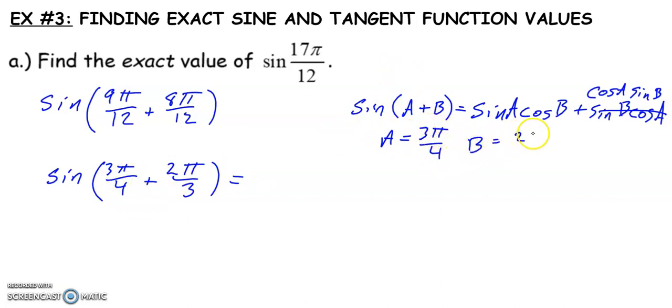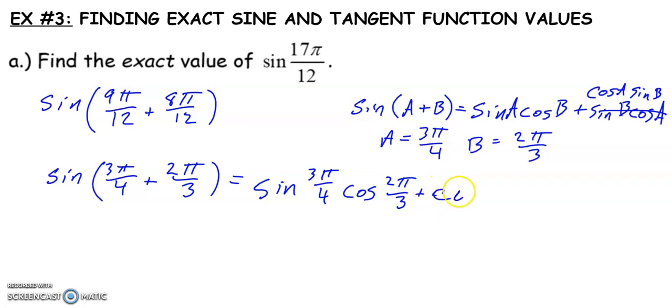So looking at this, we know A has a value of 3 pi over 4, and B has a value of 2 pi over 3. I'm using these because these are the actual values on the unit circle. So we're going to say the sine of 3 pi over 4 times the cosine of 2 pi over 3 plus the cosine of 3 pi over 4 times the sine of 2 pi over 3.